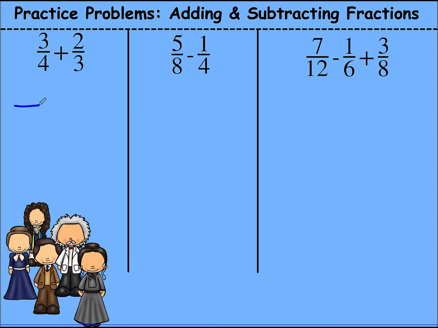So to make 3/4 into 12ths, I know that I have to do 4 times 3 to make 12. So I'm going to do 3 times 3. And now I'm going to go ahead and make 2/3 into 12ths. So I'm going to multiply 3 times 4 to get 12, so I have to do 2 times 4 to get my new numerator, which is 8. So the fractions that I'm going to add are 9/12 and 8/12.